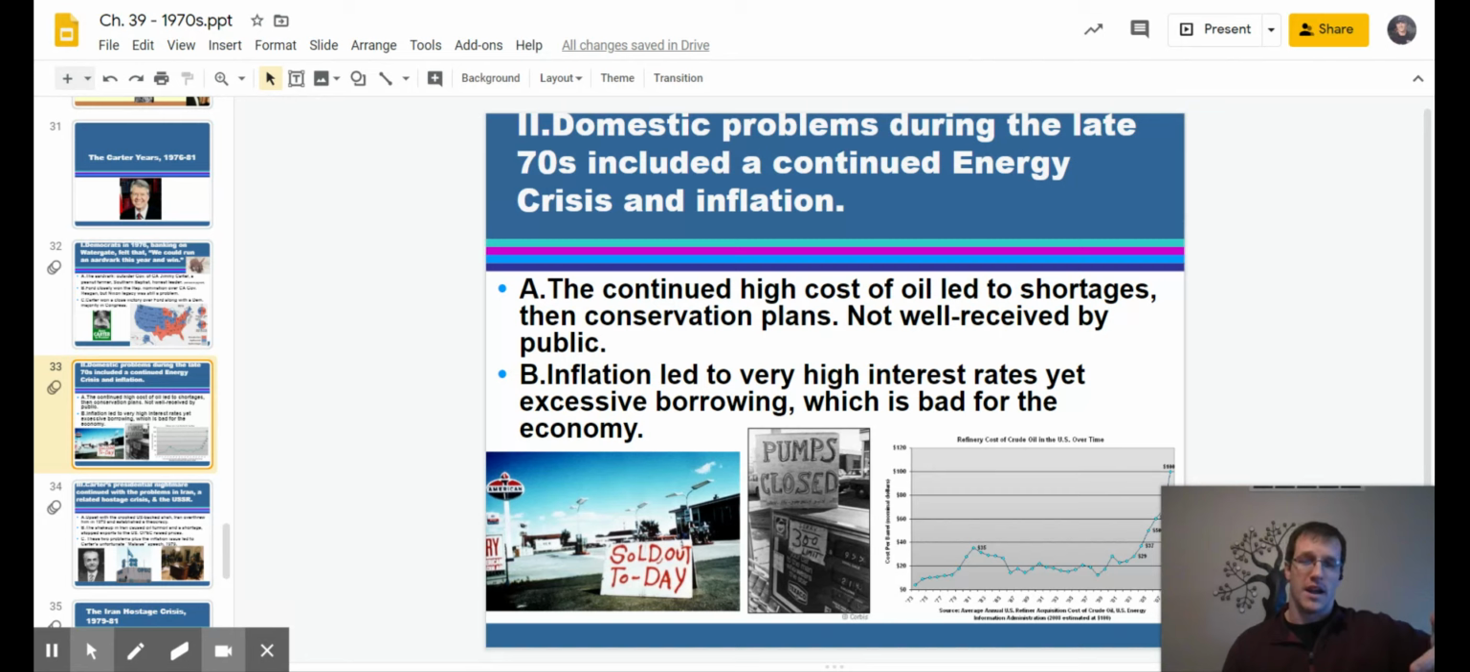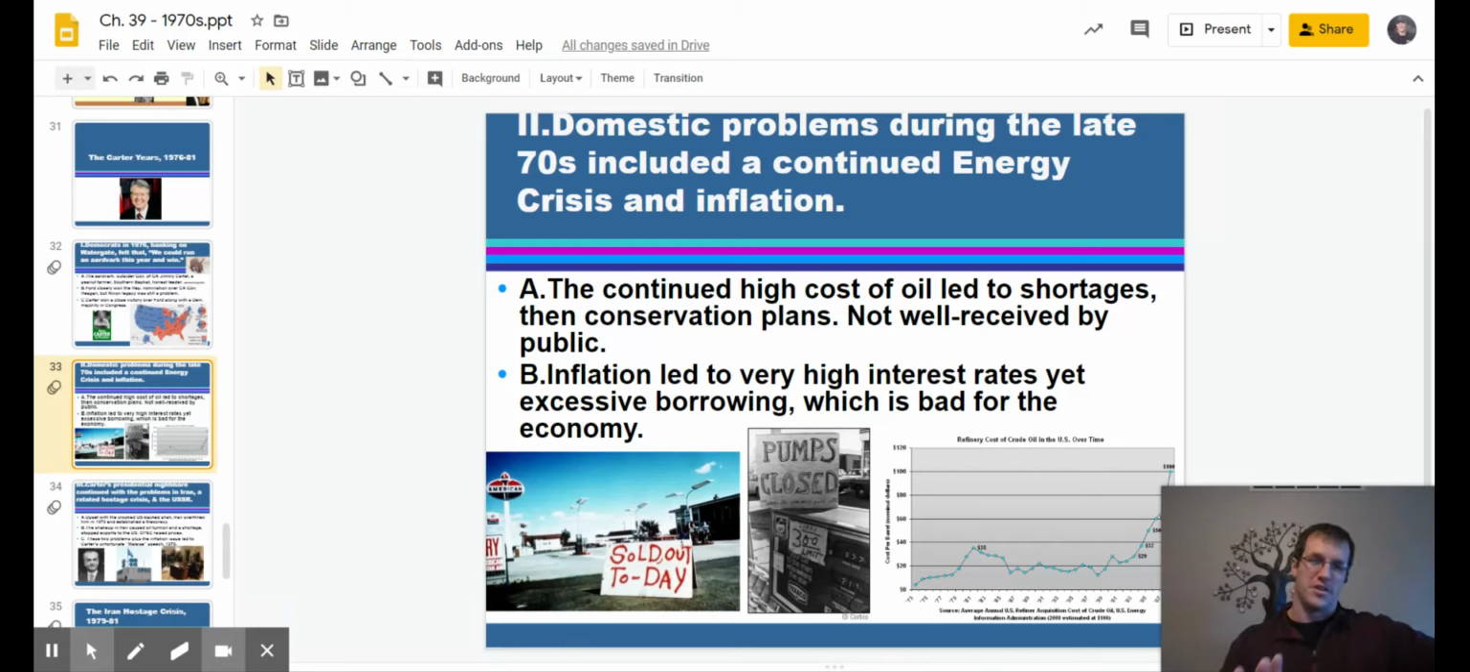Now, he inherits a lot of problems from the early to mid 70s. There continues to be this incredibly high cost of oil, which leads to shortages, and you can see the pictures down there: sold out today, right? Don't have any gas. We're all sold out, and we can't get any more. Pumps are closed. Obviously, not well received by the public.